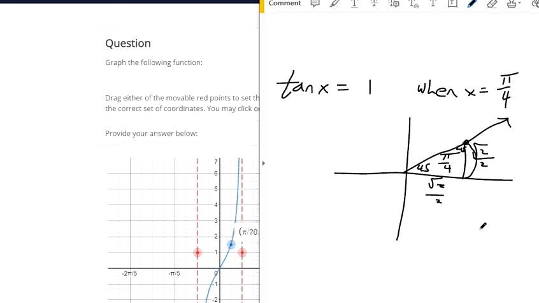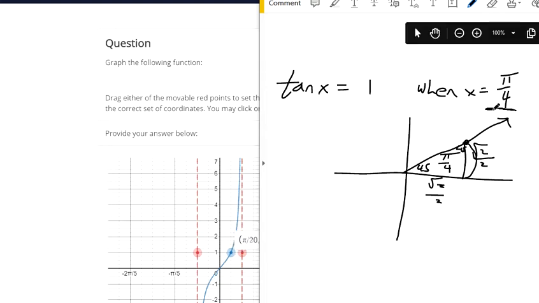Oh, let's see here though. Pi over 4 isn't going to fit in between those two asymptotes. What's another one we could get? Something that'll fit between those two. Okay, I know what I'm missing here.